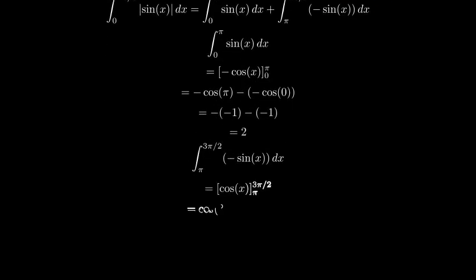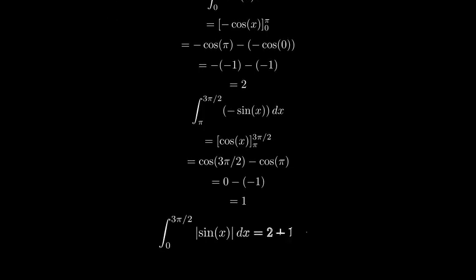For the second integral, we're integrating negative sine, so we get positive cosine. From pi to 3 pi over 2 we get cosine of 3 pi over 2 minus cosine of pi, which equals 0, minus -1, which equals 1.